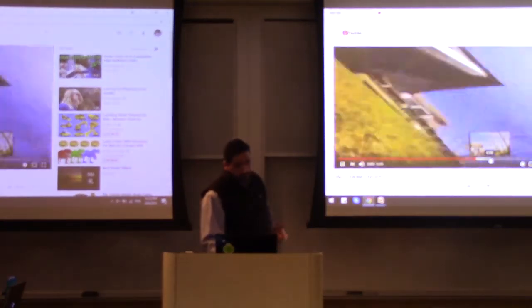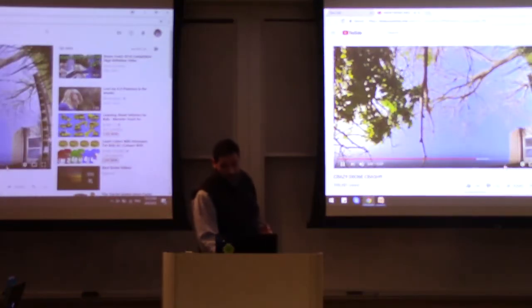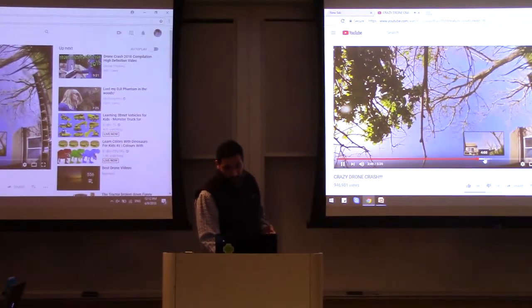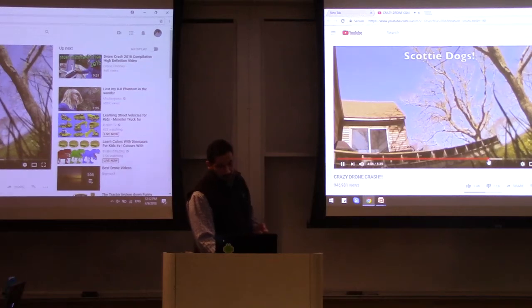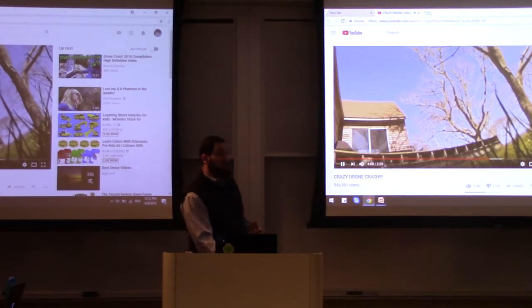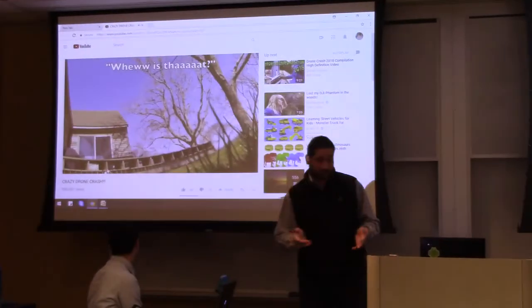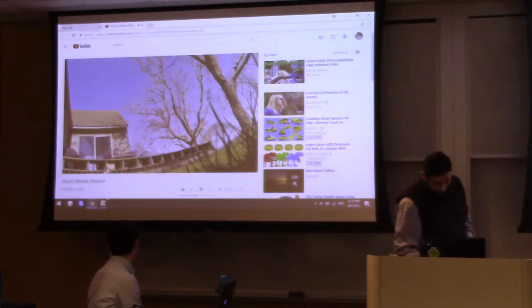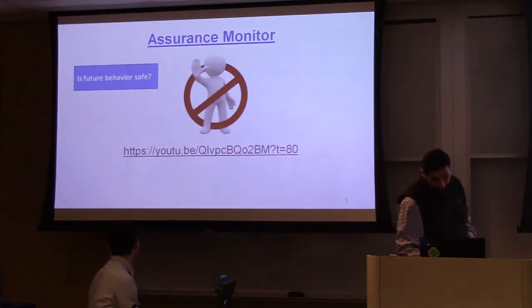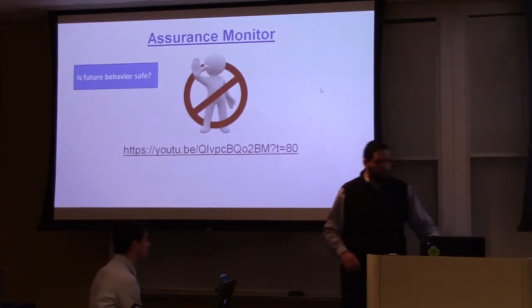So after a while, as you can see, the drone crashed, and in a few seconds here, you can see the dogs here. Good that it's kind of a bird or something, and they are trying to approach it. So I hope this illustrates what I mean by assurance monitor.